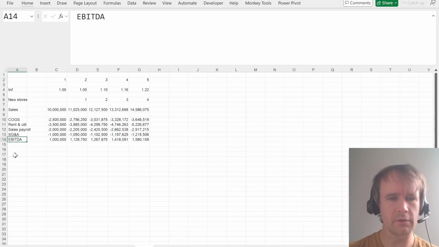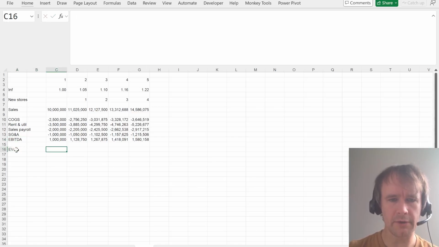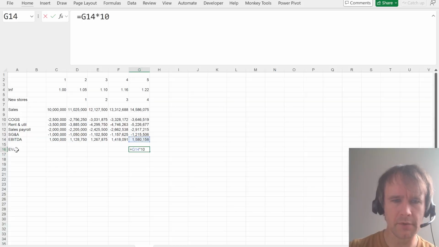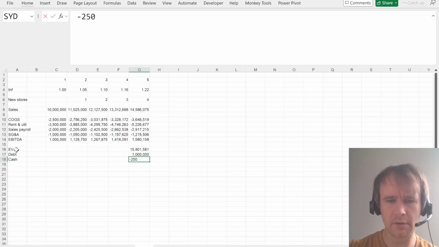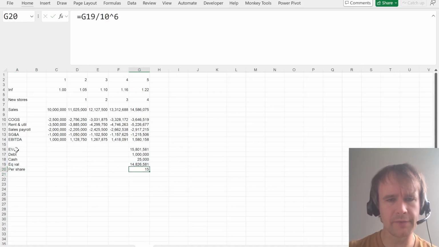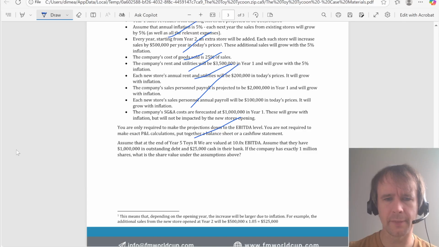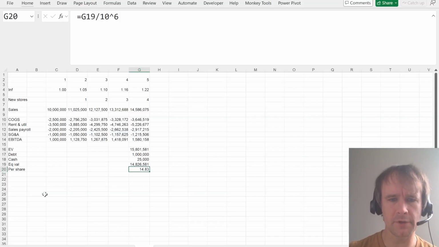Okay, so enterprise value is this times 10. Debt, what did you say, 1 million? And 25,000 cash. So then equity value is going to be this minus the debt plus the cash, minus the net debt. Per share, it's going to be this over 10 to the 6. Okay. Is that it? All right. Questions?